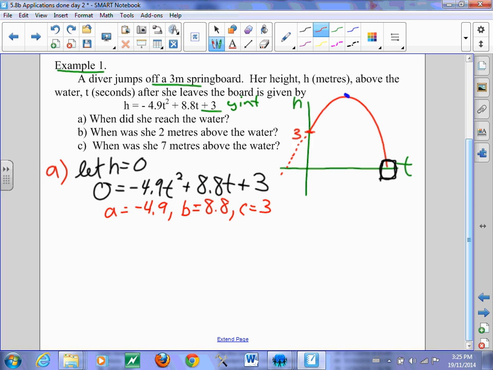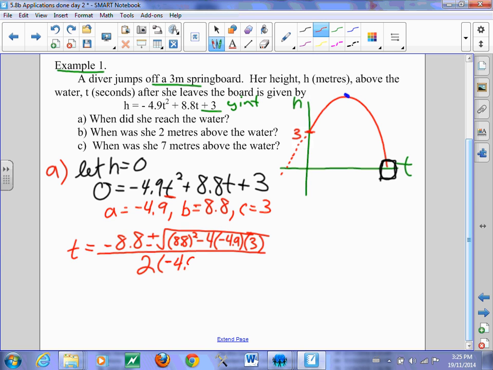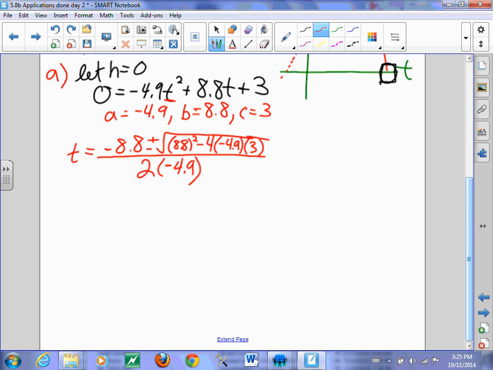And what's our variable this time? Instead of x, we've got t. So t equals negative b, which is negative 8.8, plus or minus the square root of 8.8 squared minus 4 times a times c, and that's all divided by 2 times a. We're dealing with decimals, so your calculator does the same thing. You just have to plug it in very carefully.